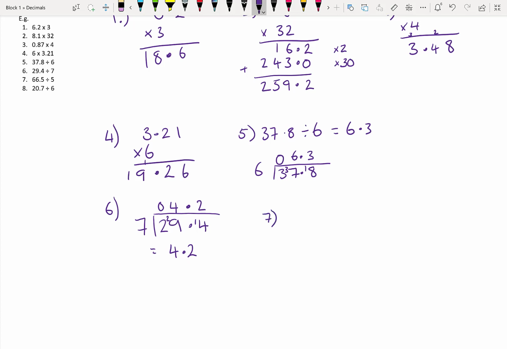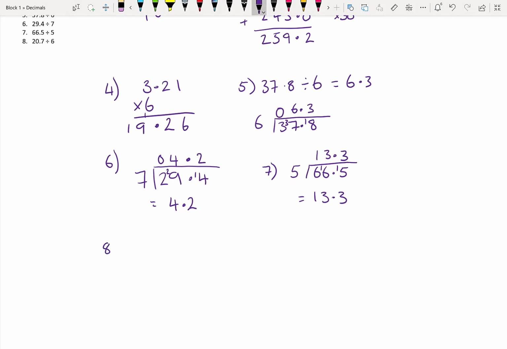Example 7. We want to see how many 5s go into 66.5. So how many 5s go into 6? There is 1 of them, with 1 left over. How many 5s go into 16? This time 3 of them, with 1 left over. I've passed my decimal point, remember to put it up. How many 5s go into 15? 3. So my answer, 13.3.